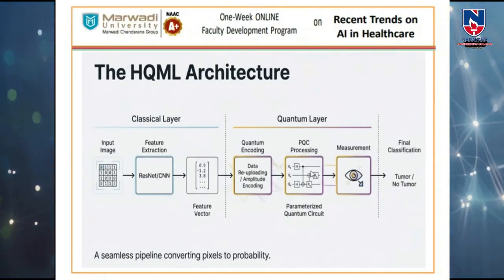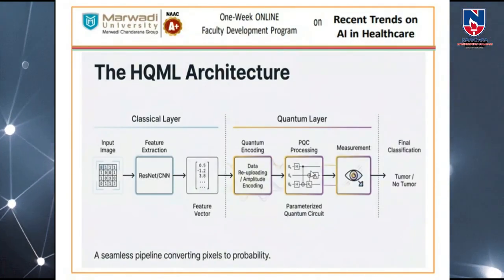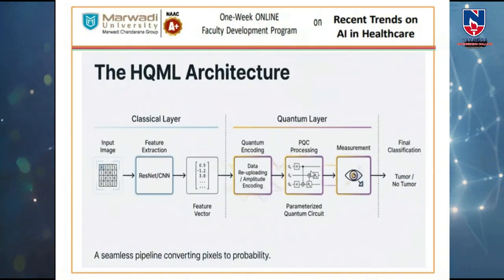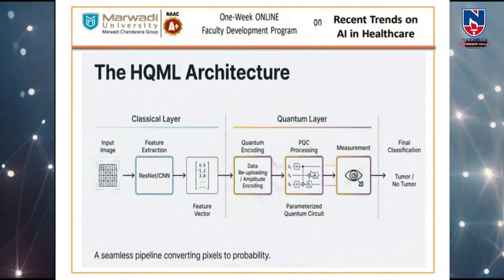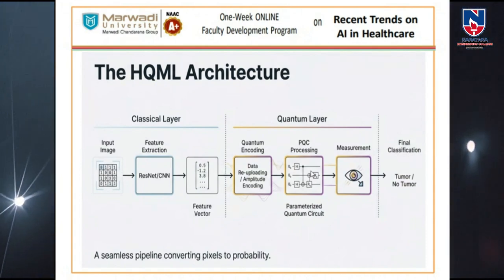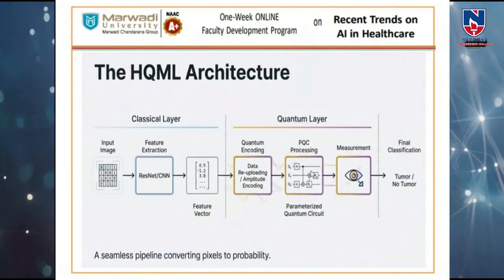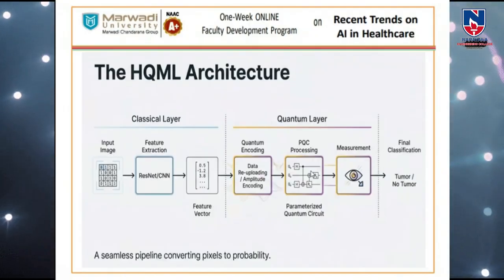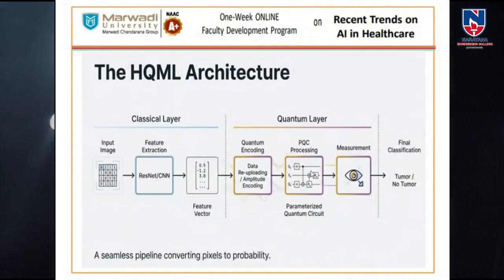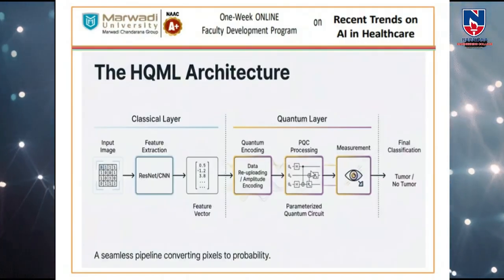This is a broad view of the hybrid quantum machine learning architecture: a classical layer followed by a quantum layer. In the first part, on the left side, the classical layer, the medical images are processed using a CNN or ResNet to extract high-level features and convert them into feature vectors. These features are then passed to the quantum layer, where they are encoded into quantum states using techniques such as amplitude encoding.